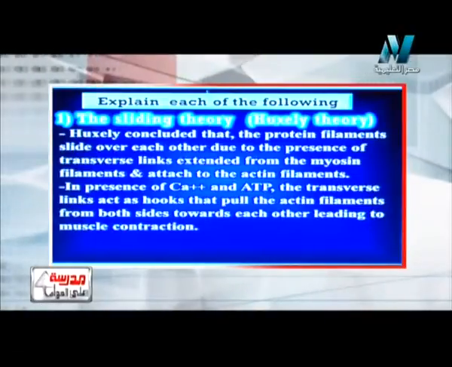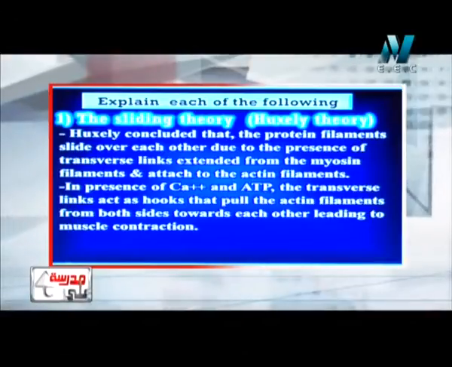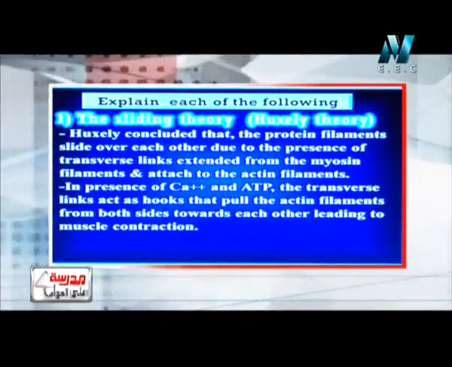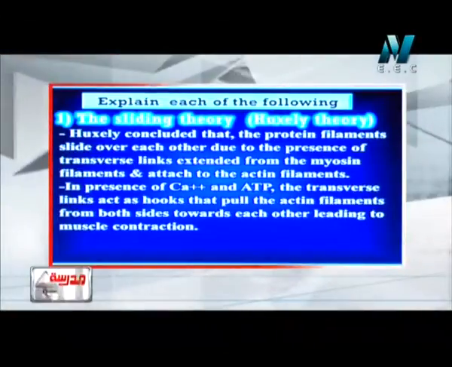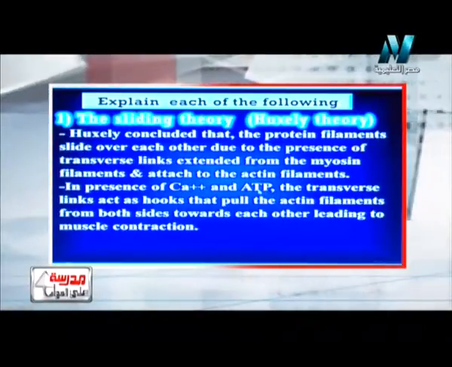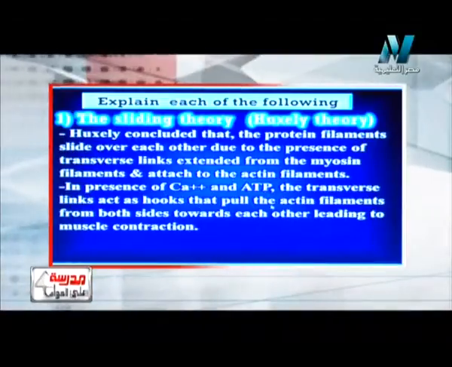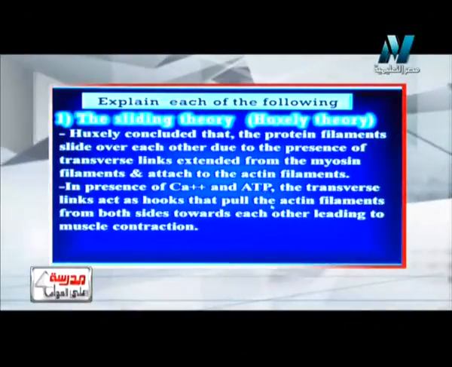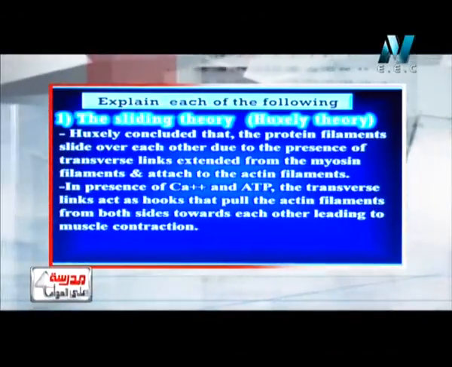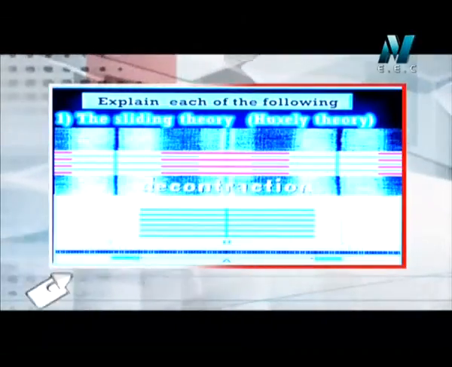Huxley concludes that the protein filaments slide over each other due to the presence of the transverse links that extend from the myosin filaments and attach to the actin filaments. The transverse links are formed in the presence of calcium ions and ATP molecules. The transverse links act as hooks that pull the actin filaments from both sides toward each other, leading to the muscle contraction. That is the appearance of the myofibril under the electron microscope.